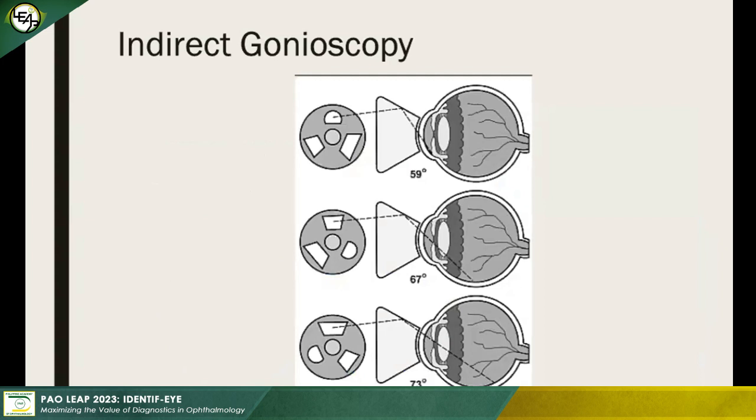So this type of lens has three mirrors. First, you have the parabolic mirror, which reflects the light at a 59-degree angle and allows you to view the angles. Then you have your rectangular mirror reflecting light at a 67-degree angle, giving you a view of the iris and the lens. Then there's your trapezoidal mirror, reflecting light at a 73-degree angle, allowing view of the peripheral retina and your ciliary body. And there's a central lens that allows you to view the posterior pole.